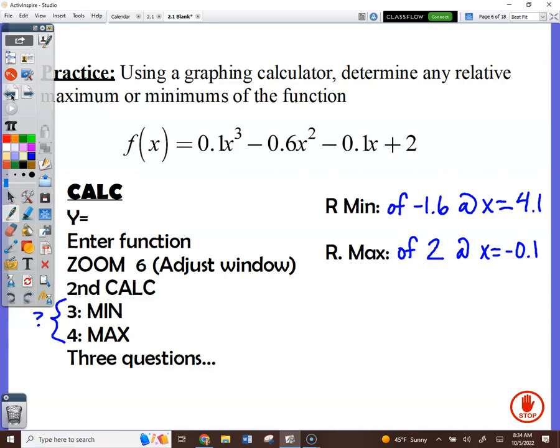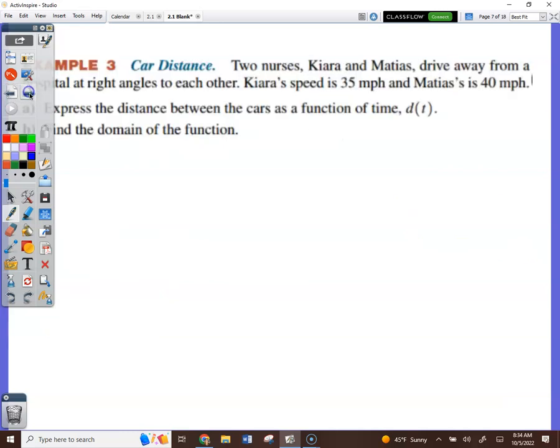What is it they say? Don't let it beat you. The next one is a word problem. Yay! Are you excited?